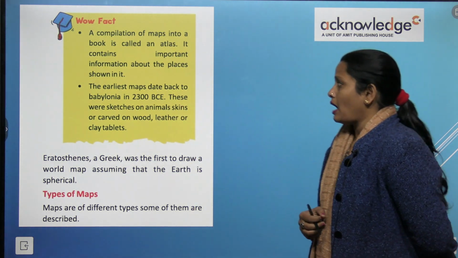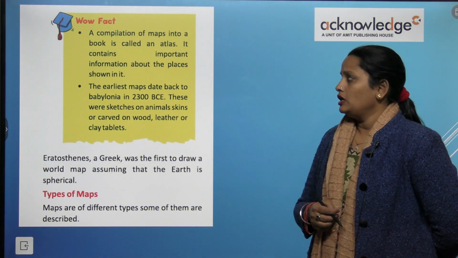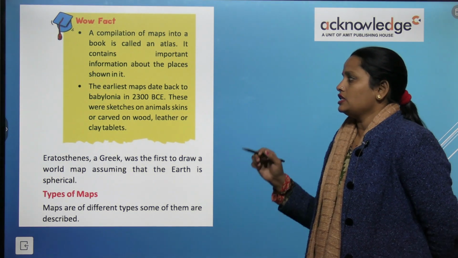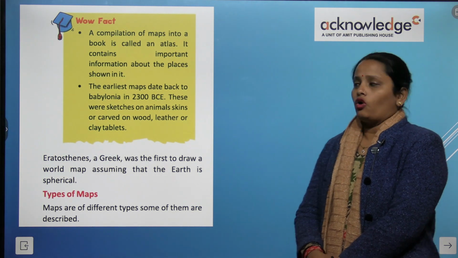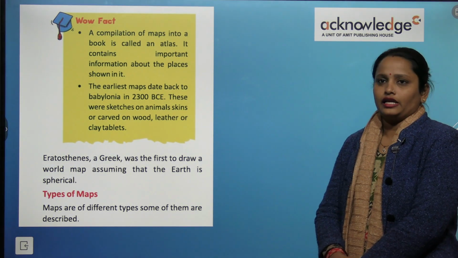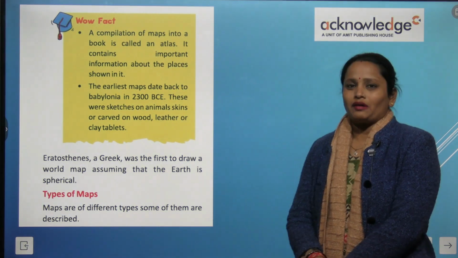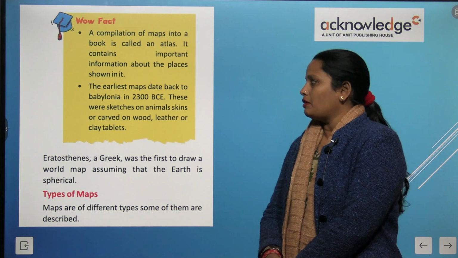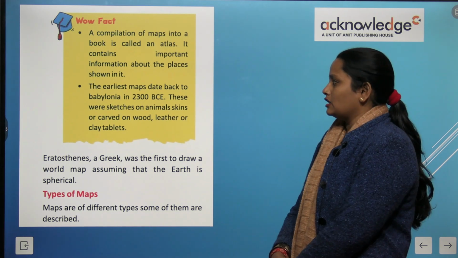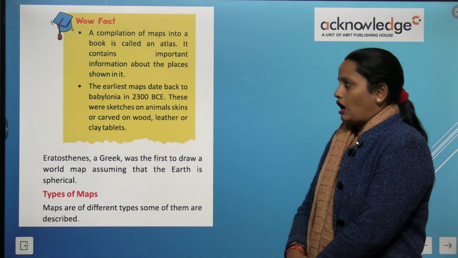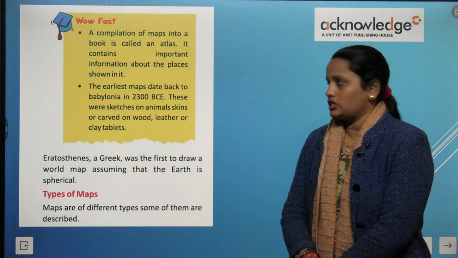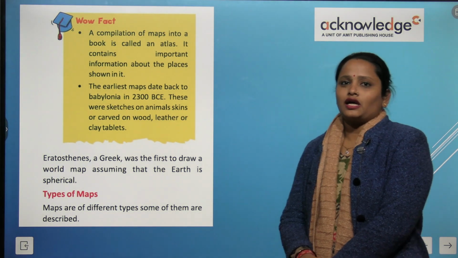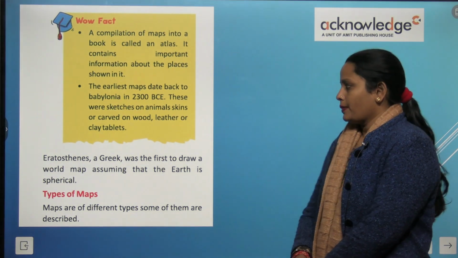The earlier maps date back to Babylonia in 2300 BC. These were sketches on animal skin or carved on wood, leather and clay tables. So पहले जो मैप्स थे वो एग्जिस्टेंस में नहीं थे, लेकिन वहाँ पे लोग स्केच बनाते थे एनिमल स्किन पे, वुड को कार्व कर देते थे, उस पर नक्काशी किया करते थे और लेदर पे, क्ले टेबल्स पे, इन सब पे वो डिफरेंट डिजाइन्स बनाते थे जिससे वो मैप डिपिक्ट करते थे.